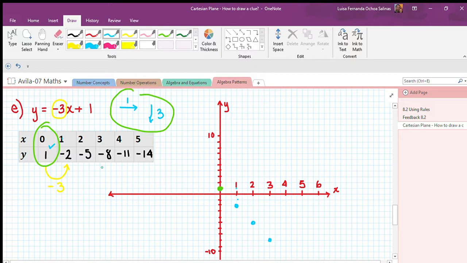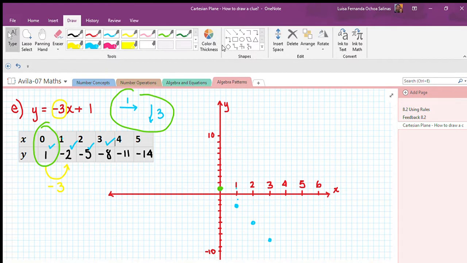So 1, negative 2, 1, negative 2. Beautiful. Then 2, negative 5, 2, 1, 2, 3, 4, 5 works. 3, negative 8, 3, 1, 2, 3, 4, 5, 6, 7, 8. Perfect. And if I wanted to continue, I could continue with the next one.